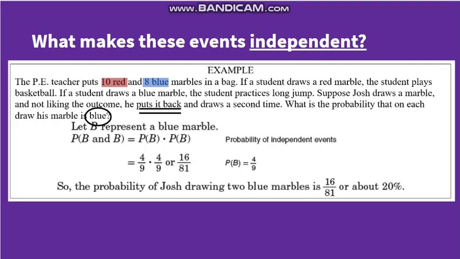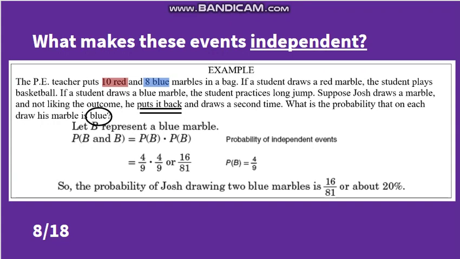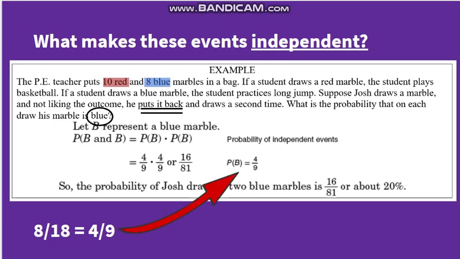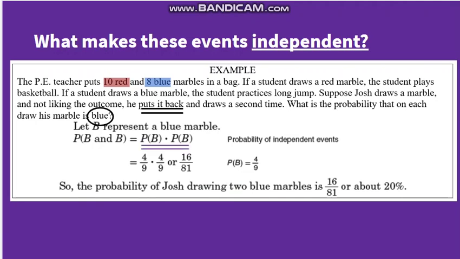So we want to know what's the likelihood that the marble will be blue both times. Well, there's 8 blue marbles out of 18 possible, which reduces to 4 out of 9. To find the probability that both will be blue, we multiply them together. 4 over 9 times 4 over 9 gives us 16 over 81. So the likelihood that he draws 2 blue marbles is 16 over 81, or about 20%.